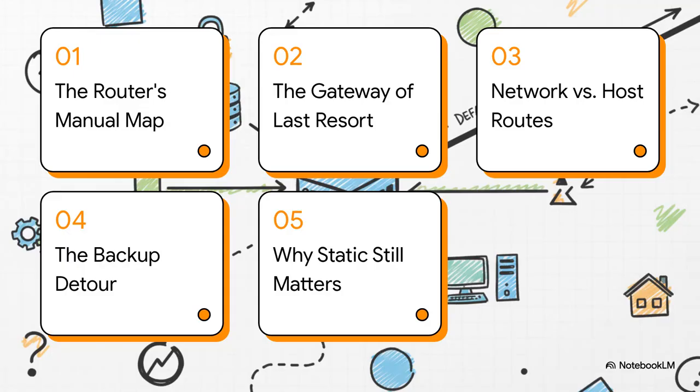So here's what we're going to cover. We'll start with what static routing actually is, then we'll explore the different kinds of routes you can create, everything from the main highway to a backup detour. And finally, we'll talk about why this old-school manual method is still so darn important.